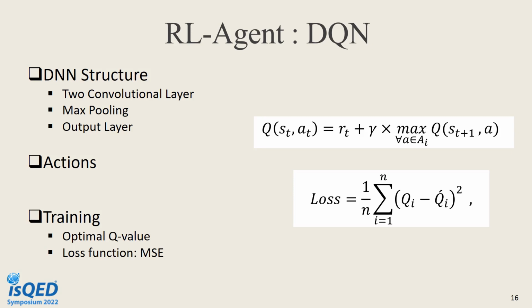I talked about the actions, and now about the training. We want to achieve the optimal Q value. The optimal Q value is calculated based on the reward and the Q value in the next states. And we have here the discount factor; lambda is the discount factor. We also have the loss function to train the agent, that is the mean squared error of the Q value that we have on the output and the optimal Q value.